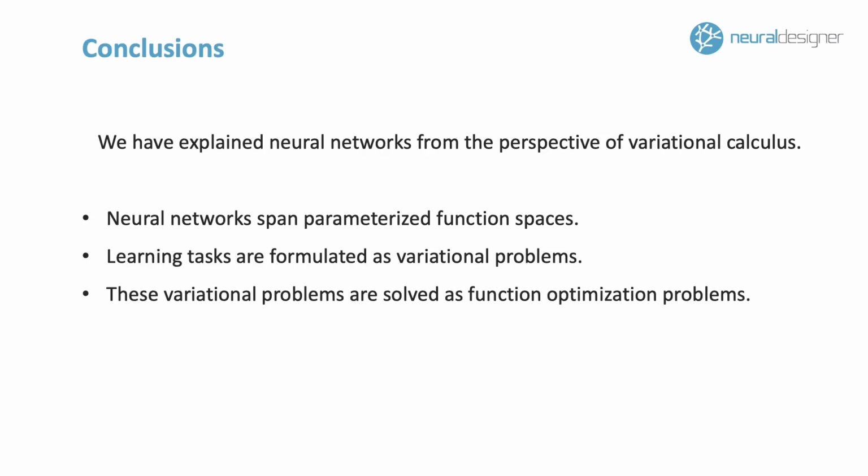In conclusion, we have explained neural networks from the perspective of variational calculus. The neural network spans a parameterized function space. In this space, we formulate the variational problem. We must minimize a functional to solve it. To do so, we reduce it to a function optimization problem. This is solved with an optimization algorithm, and we obtain the function we were looking for.